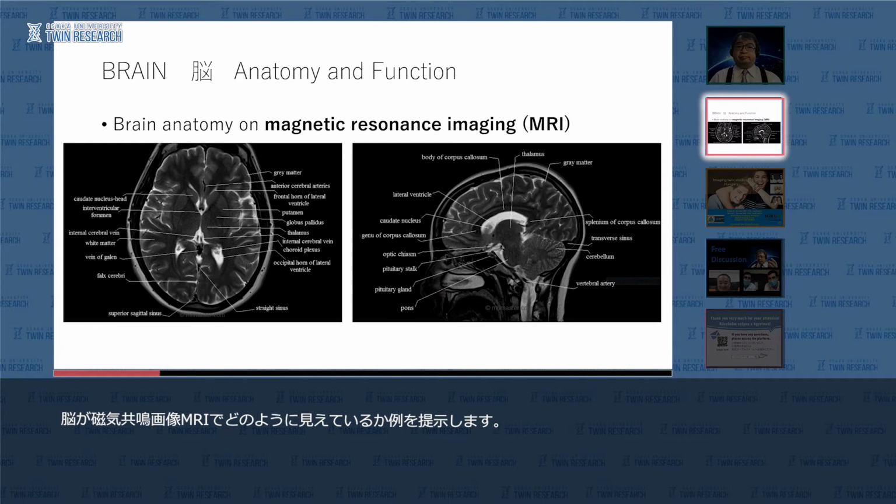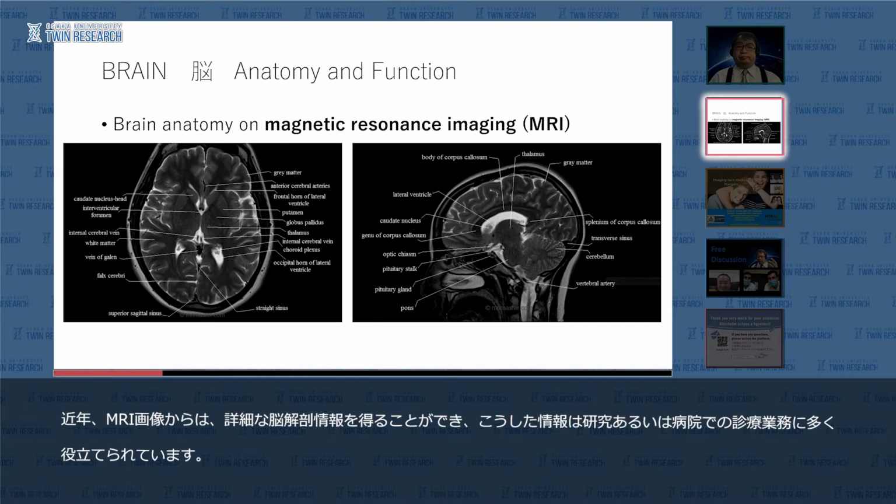I'll show brain images of magnetic resonance imaging, MRI. Nowadays, we can get detailed brain anatomy information from MR images, and brain anatomy information from MR images can be used for brain research and clinical practice, such as diagnosis of brain diseases or evaluation at the hospital.